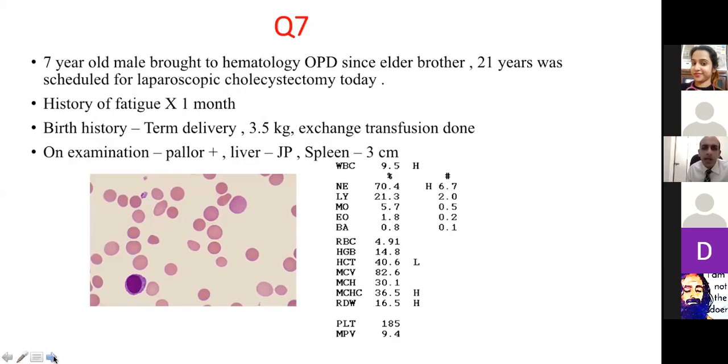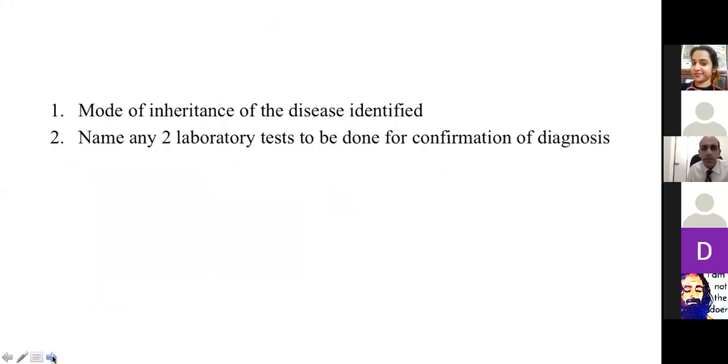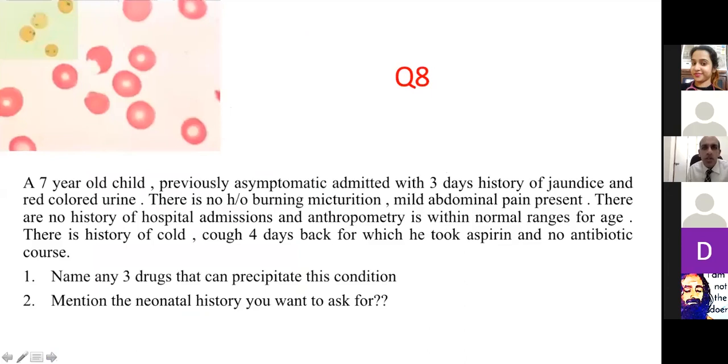The sibling is getting operated because he also probably has this disease, and there is early formation of gallstones at a young age. An exchange transfusion also points towards neonatal hyperbilirubinemia, which happened because of the hemolysis. There is anemia, there is splenomegaly. So the triad of anemia, splenomegaly, and jaundice is what you see in these patients. So that's this OSCE for you. Now we move on to question number 8.